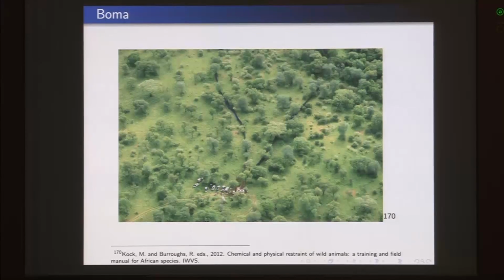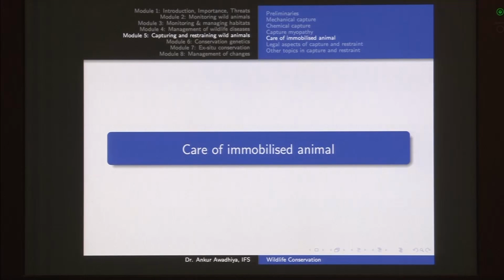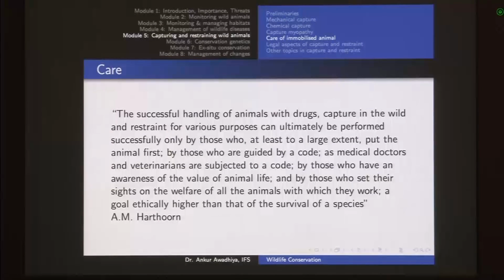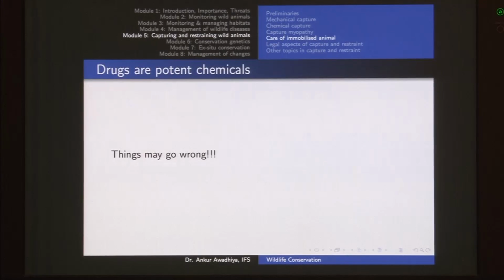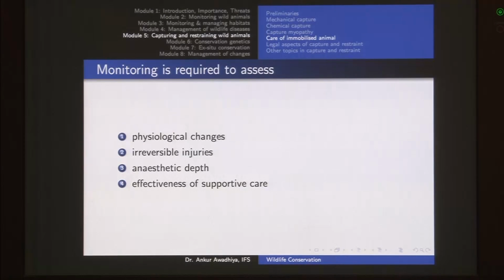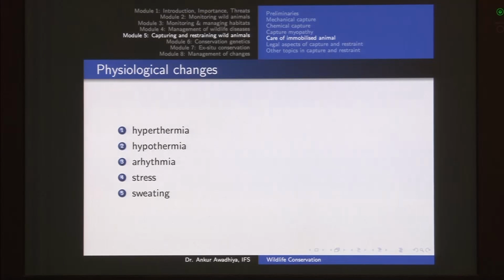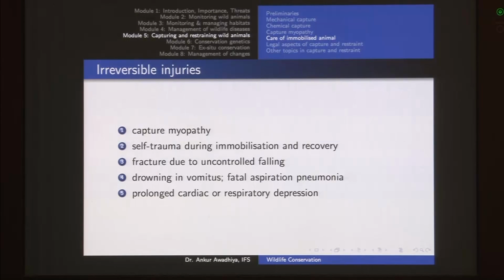Now because these animals are moving in the herd, they do not sense a lot of fear, and because of which capture myopathy can be avoided. Next we had a look at the care of immobilized animal. So things may go wrong and different things need to be monitored, things like hypothermia, hyperthermia, arrhythmia, stress and sweating.